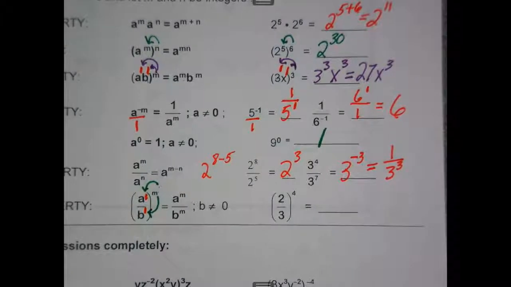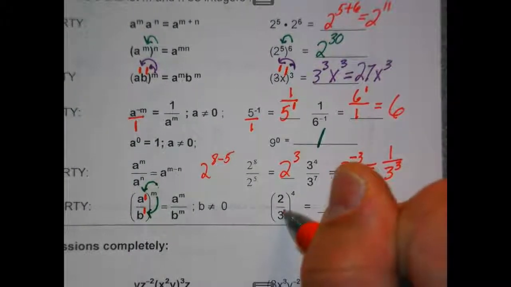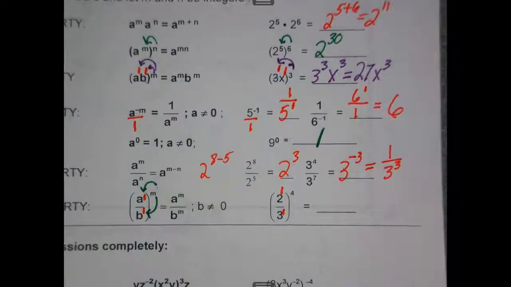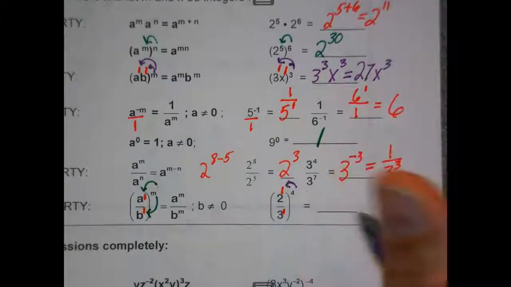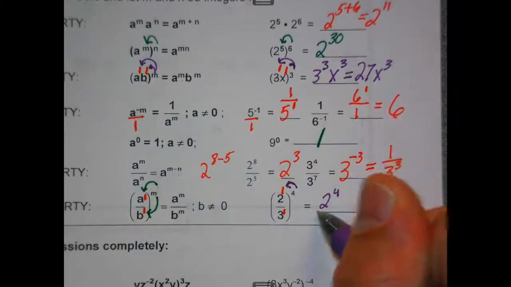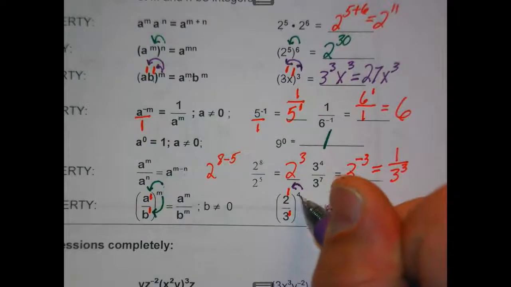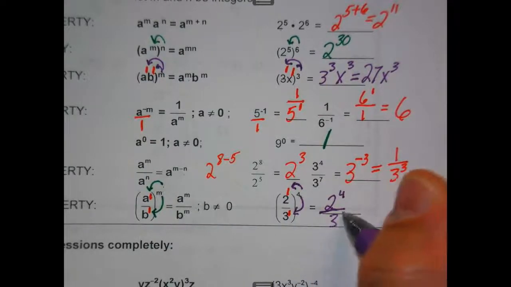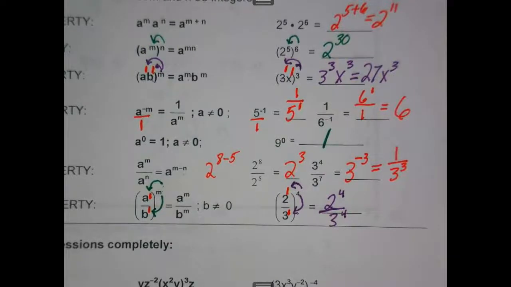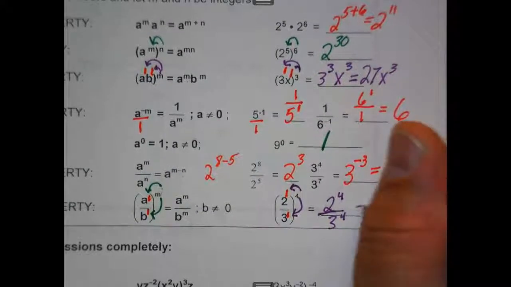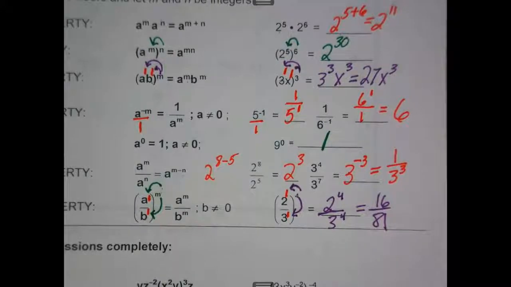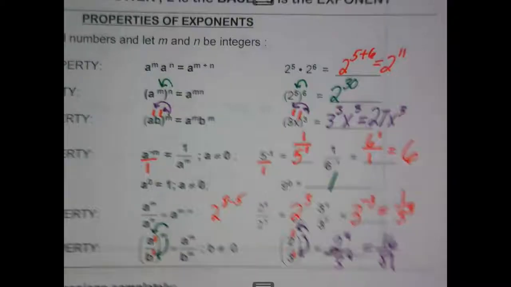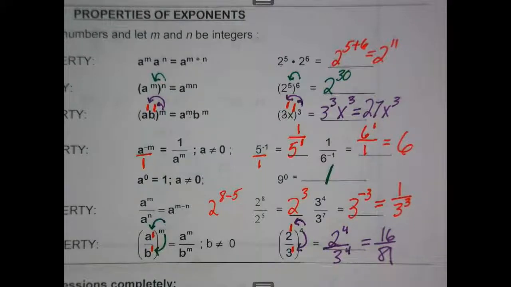Example problems. Again, if they don't have an exponent, it's 1. So I have 2 to the first. 1 times 4 is 2 to the fourth. 4 times 1 is 3 to the fourth, or 16 over 81. Questions about the properties? Again, this should all be reviewed for you guys.